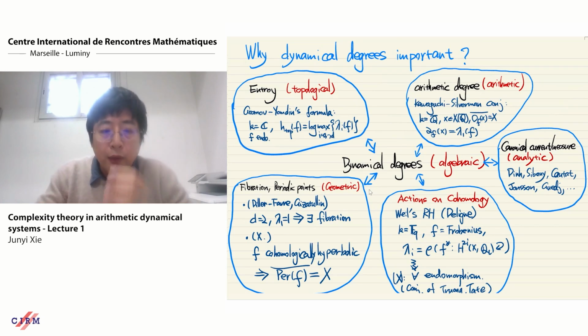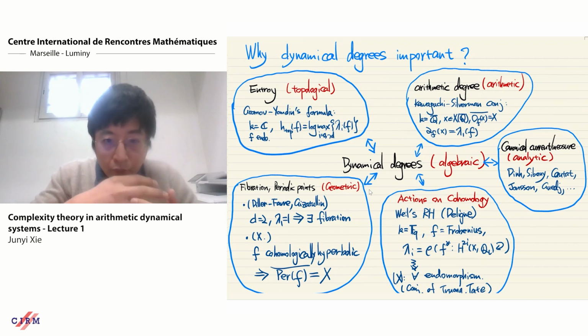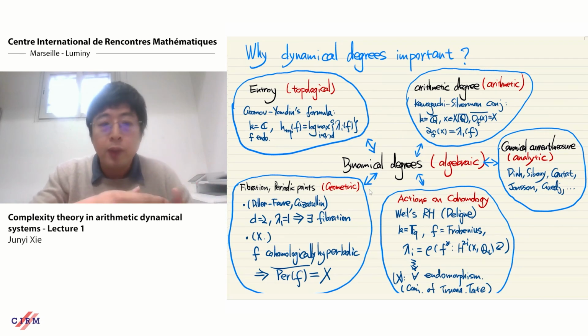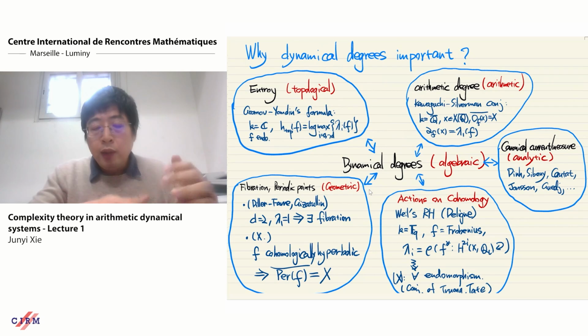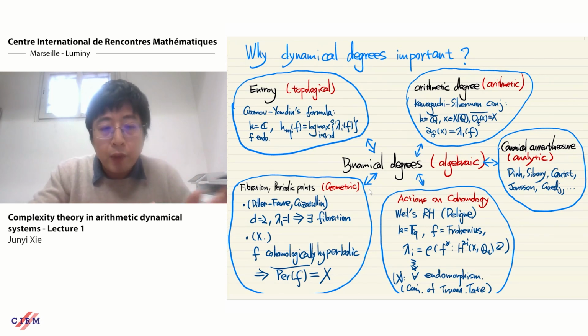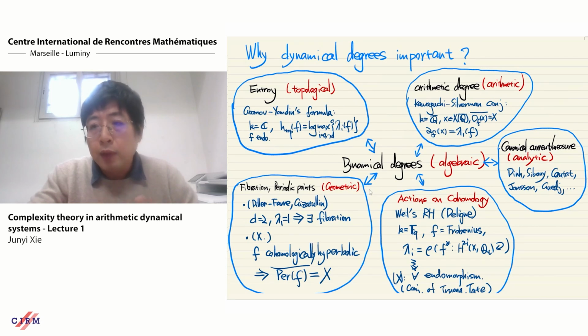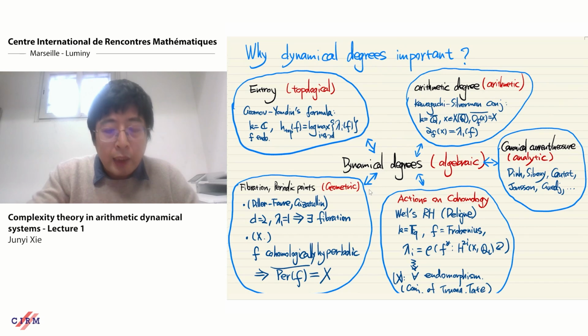And in some geometric settings, I think the dynamical degree also gives some control of the geometry of this dynamical system, for example, for the fibration and for the periodic points. A very important result is the result of Diller-Favre and Gizatullin. They show that in the surface case, if f is birational and the first dynamical degree equals 1, then f preserves a fibration. And as I said before, I showed that if f is cohomologically hyperbolic, then the set of periodic points is Zariski dense in X.